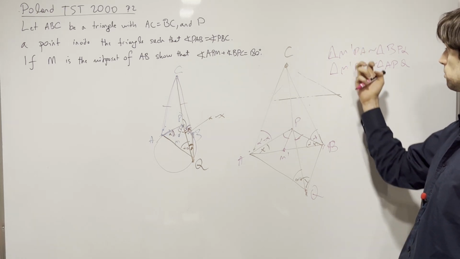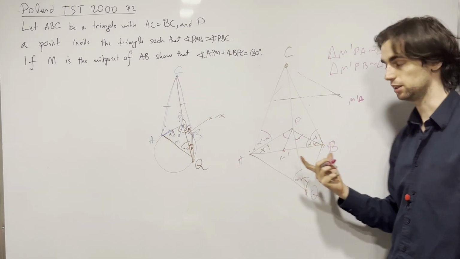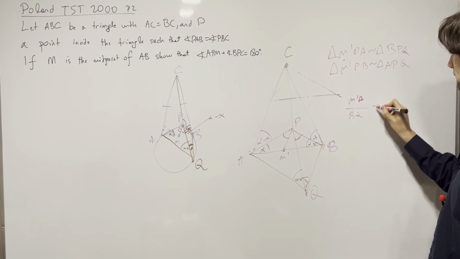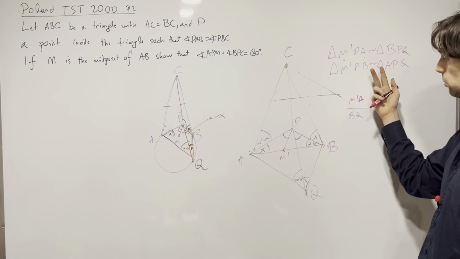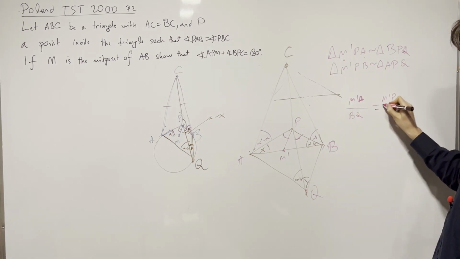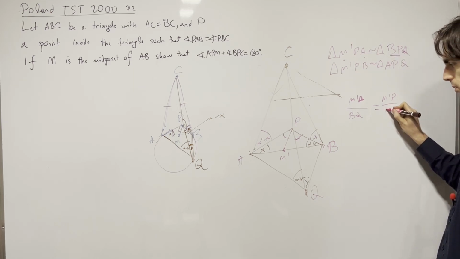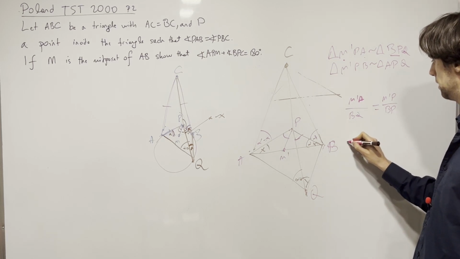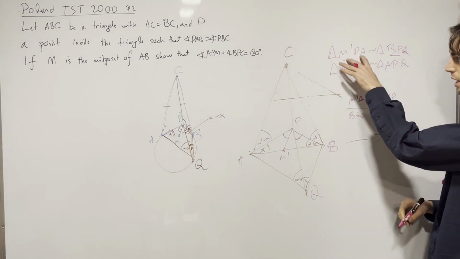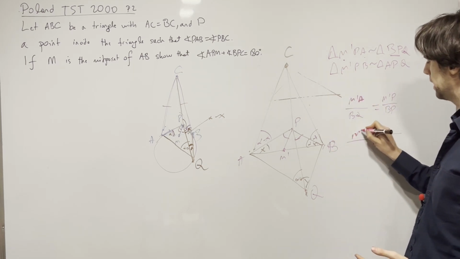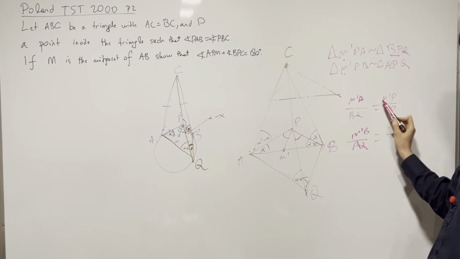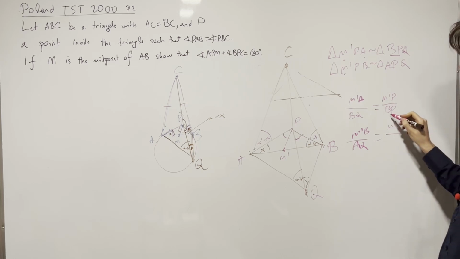And now what do I have? I'll need to show that M prime A is M prime B. I'll have M prime A over BQ is equal to, well, on both sides I won't have PA, since PA and PB are different, but I'll have M prime P over BP. And similarly, here I'll have M prime B over AQ equal to M prime P over AP. I want to get M prime A over M prime B to be 1.